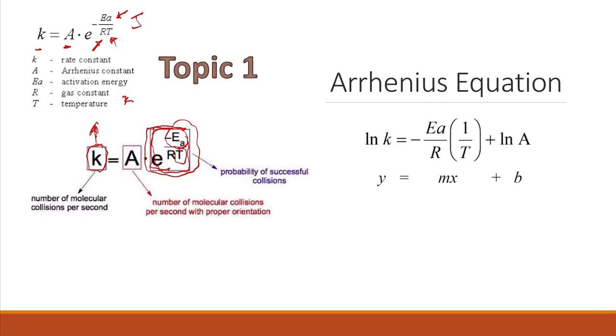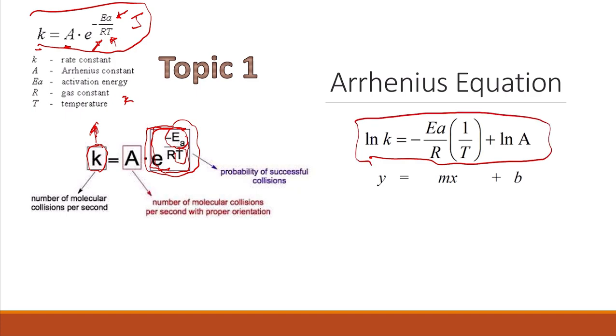Sometimes they give you all the different variables and ask you to calculate, for example, the temperature when the rate equals a certain point, or ask you to calculate the activation energy. So you need to take the natural logarithm of your equation. They're not going to give you this equation, so you need to know this equation or how to derive it from the first one.